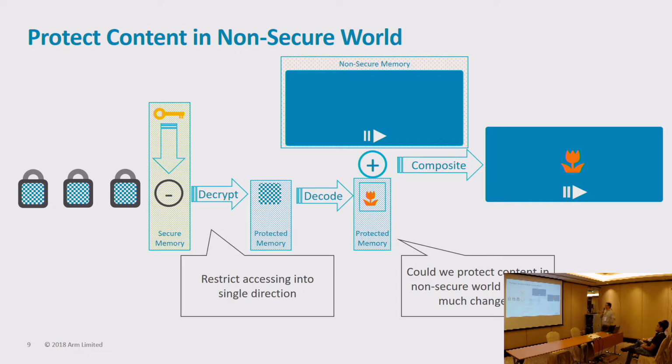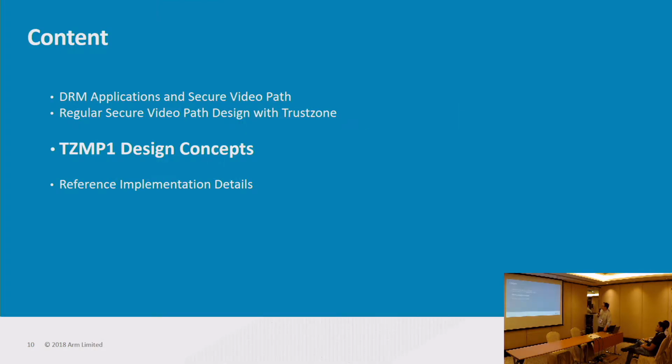So since everything, the encrypted bit stream, decrypted bit stream, and decoded content, is in memory, if we make the memory access a single direction access, could we protect the content in the non-secure world to avoid so much change? So here comes our TZMP1 solution.